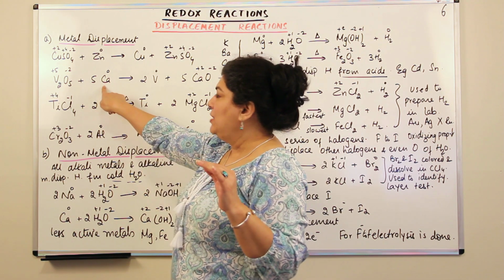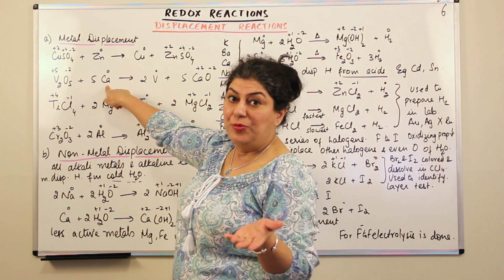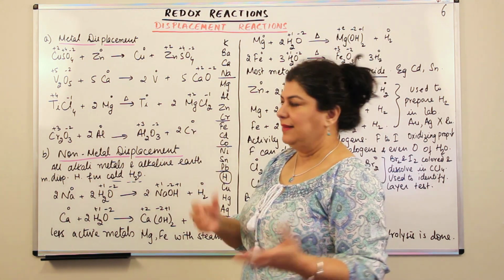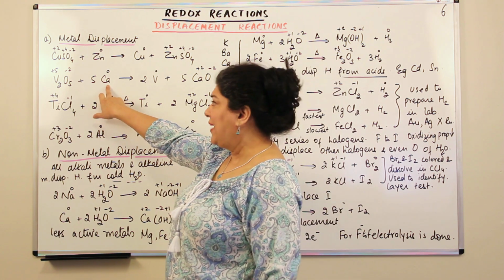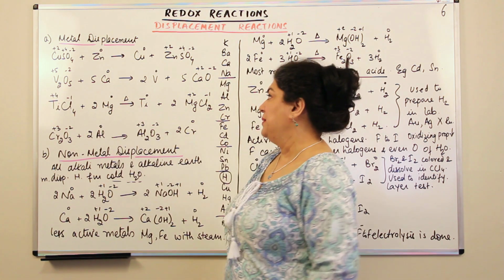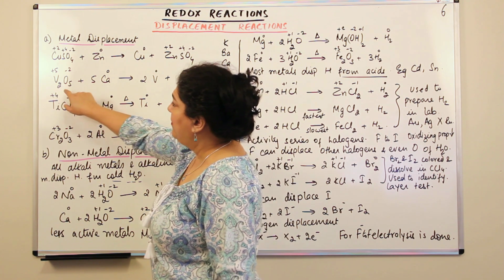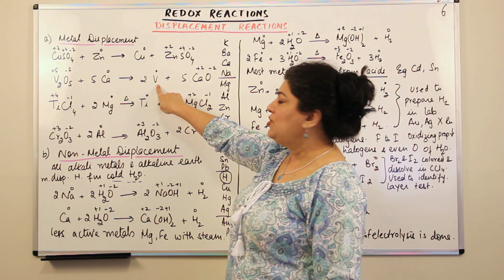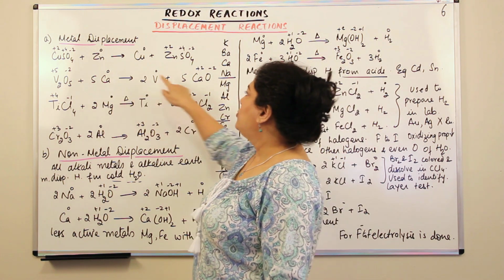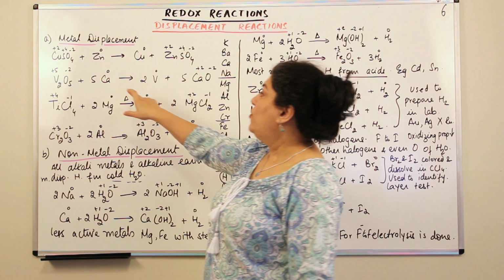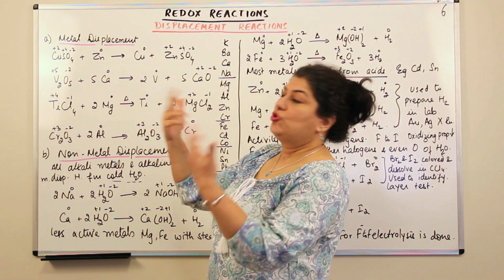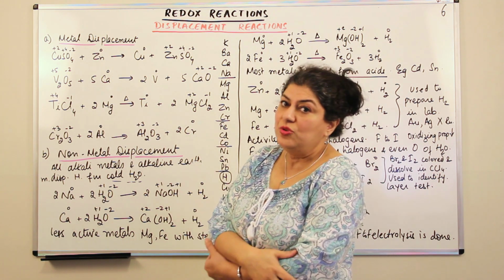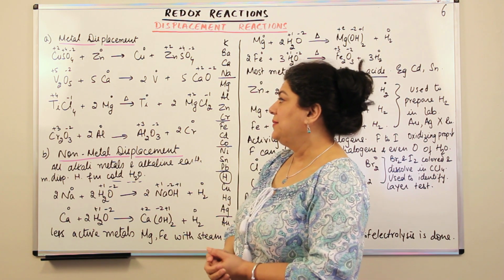So when you have calcium, calcium falls in the second group. So barium, strontium, calcium are in the second group. Very reactive alkaline earth metals. So when you have calcium, it can displace vanadium. In V2O5, the charge on vanadium is +5 and it turns into 0. And calcium goes from 0 to +2. Therefore, calcium from 0 goes to +2, and vanadium from +5 comes down to 0. So vanadium is getting reduced and calcium is getting oxidized.